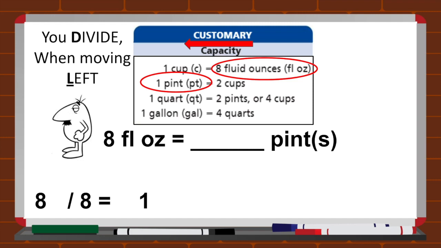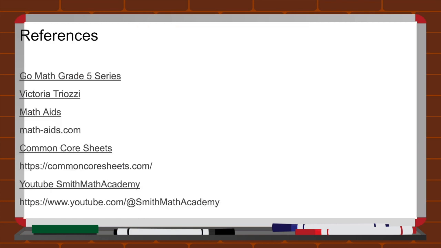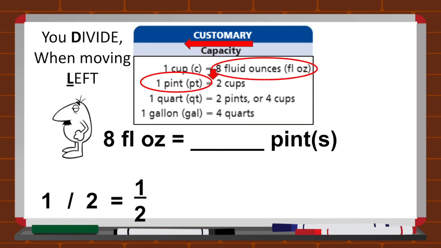This gives us 1, but we have not climbed down yet, so please watch what happens. We have our 1. We are climbing down. 1 divided by 2. This cannot be done nice and neatly, so we need to turn this into a fraction. 1 over 2, which is equal to a half. Notice the numerator was the number that was being divided, and the denominator was the number that was doing the dividing. So we have a fraction as our answer. 8 fluid ounces is equal to half of a pint.